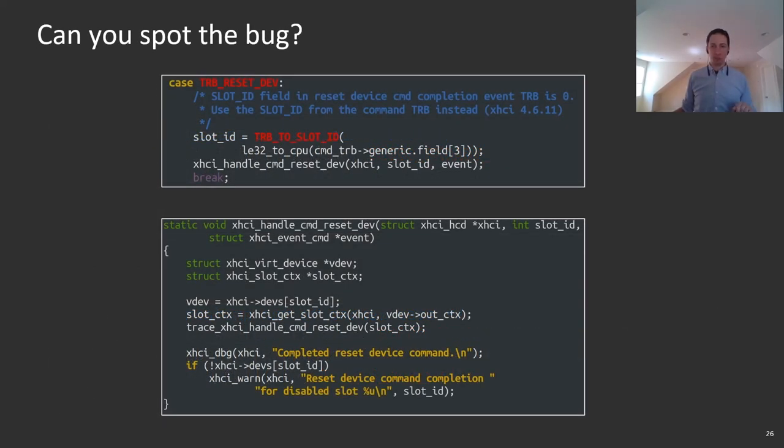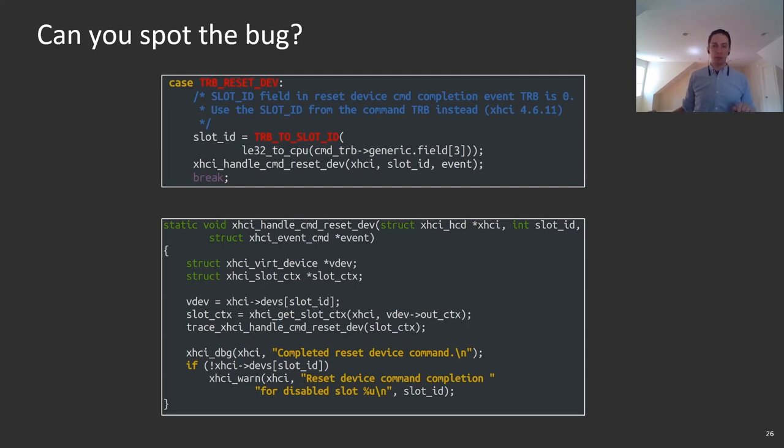Now let's look at a couple other bugs that we found. For example, in this one, can you spot the bug? The idea is very similar to what we just saw in IGB. There is some information that's retrieved from DMA sourced memory, in this case, the slot ID. You can tell that it's DMA because it actually goes through the endianness conversion functions. And then it's passed to this other function, command reset device, where that slot ID is used as an array index. So that would be the bug that we just saw that triggers the UBSAN array index out of bounds error.